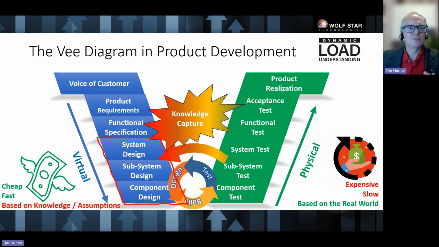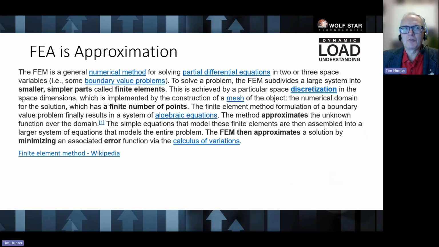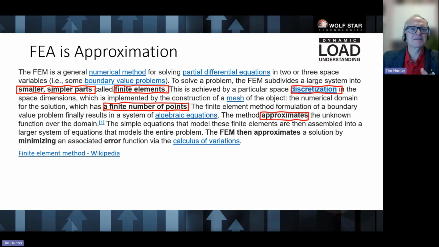So getting into it here, the whole point of simulation: FEA is an approximation. This is a little definition I copied out of Wikipedia here. It's about breaking things into smaller, simpler parts, finite elements, discretization at a finite number of points. The method approximates the larger system, and the FEM then approximates and minimizes the error. Okay, it's just about approximation and minimizing error. FEA is an approximation.